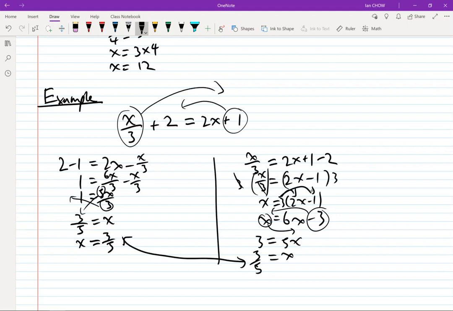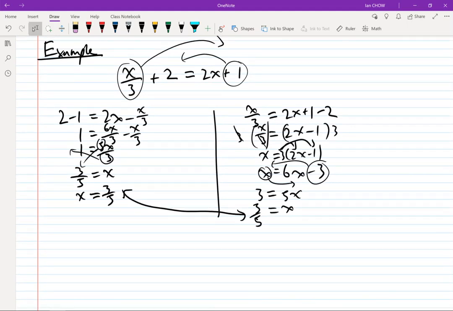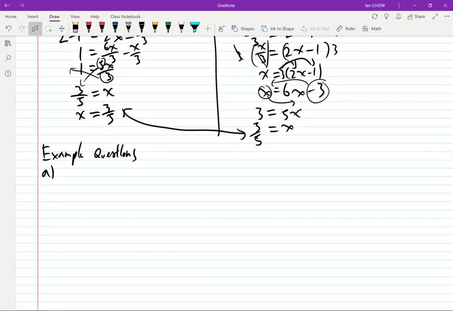So before we get on to the homework, I want you guys to try and do some example questions. So A, I'm going to make these up on the spot, and hopefully the numbers won't be too difficult. Let's say we have x over 3 plus 2 is equal to 5 minus x. Hopefully these numbers won't be too difficult. I'll find out later because I'm just making them up on the spot.